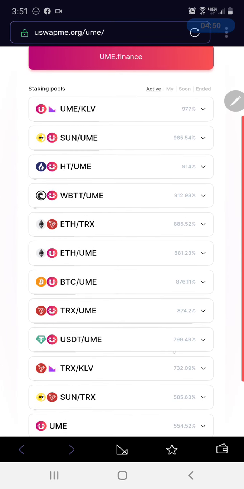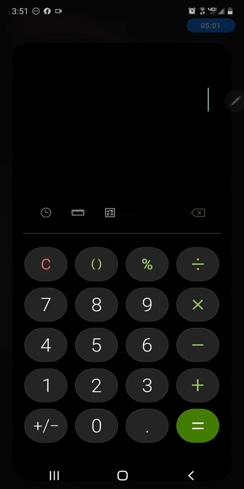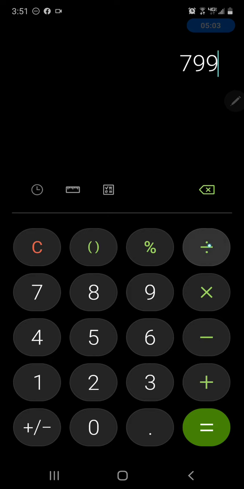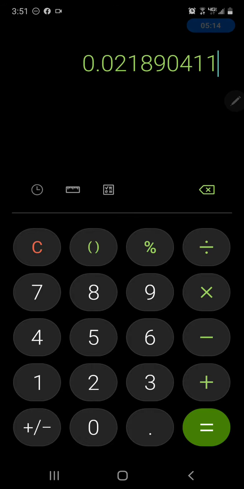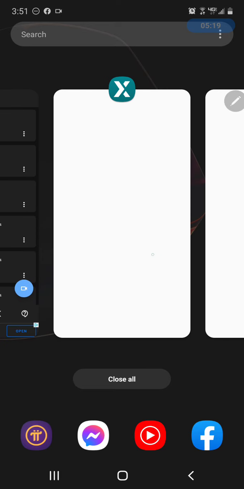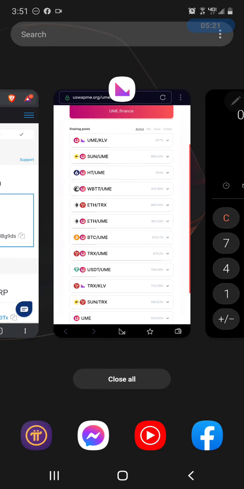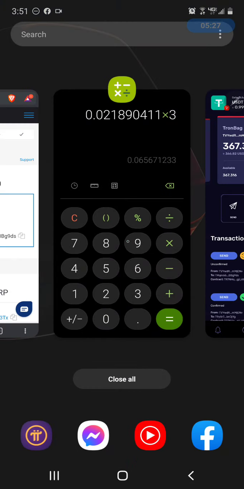Let's see, there's a USDT right there for 800. That's about 1%. Well, no, is it 7.99? Let's figure out what that is. Let's go to my calculator. $7.99 divided by 365. That's about 2% per day. Okay, so let's see. Let's divide that by 100. Okay, so now we can multiply that by 300. How much is left? Where's my wallet? Over here. Let's go back. 367.